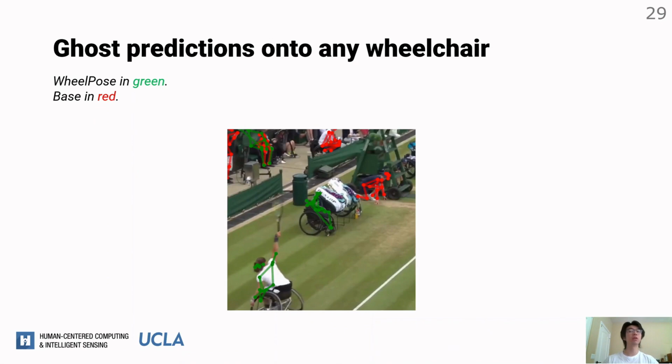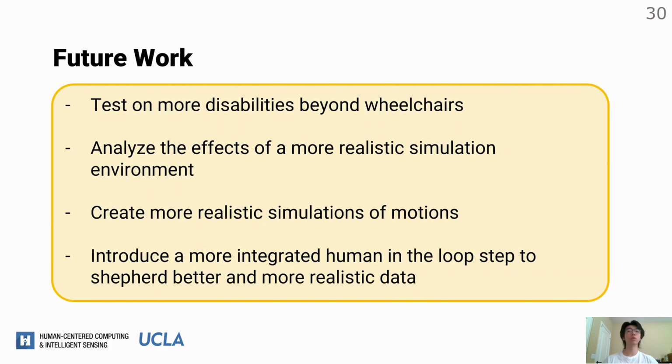Furthermore, we find that our model can tend to overfit to simply the presence of a wheelchair. In this image, the model predicts a full human skeleton onto an empty wheelchair. WheelPose was designed with extendability in mind. Thus, we chose to base our work in Unity to enable developers to continue testing our approach in other disabilities that extend beyond users in wheelchairs.